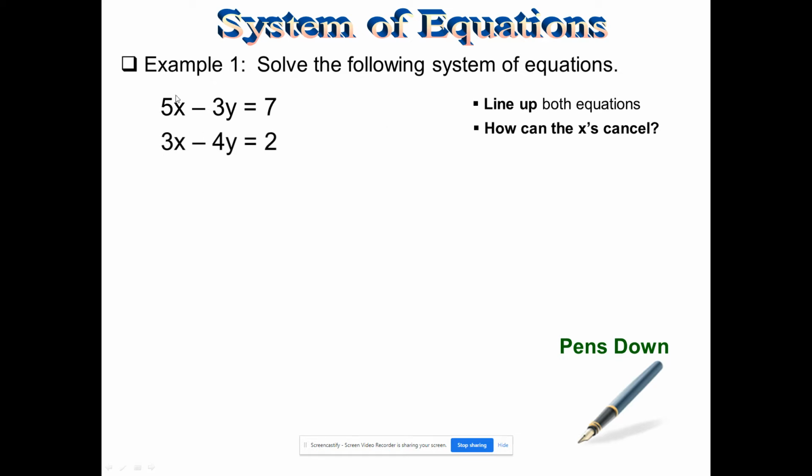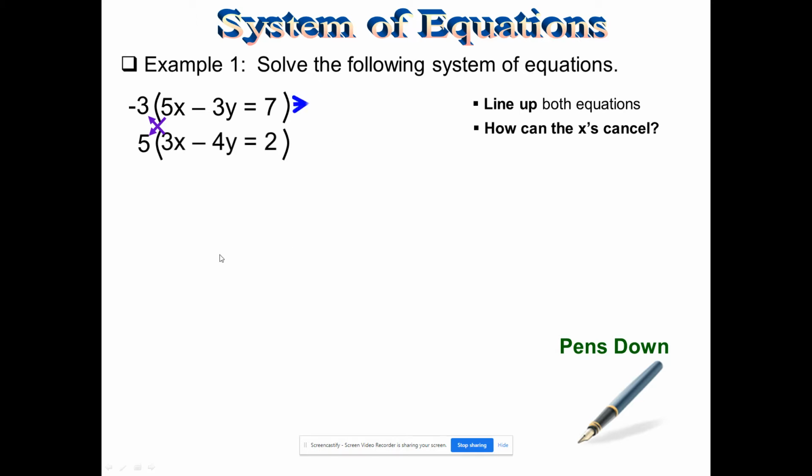So I need a number that both 5 and 3 can turn into. We want the smallest number that 5 and 3 can both turn into, and it just happens to be 15. So I'm going to make one of them a 15 and one of them a negative 15. Doesn't matter which one. I'm going to multiply this one by 5. You have to multiply the entire equation. Even though you just want to change the x, you have to change everything. And then I'm going to multiply that one by negative 3. Now this could be negative 5 and this could be positive 3. It doesn't matter.